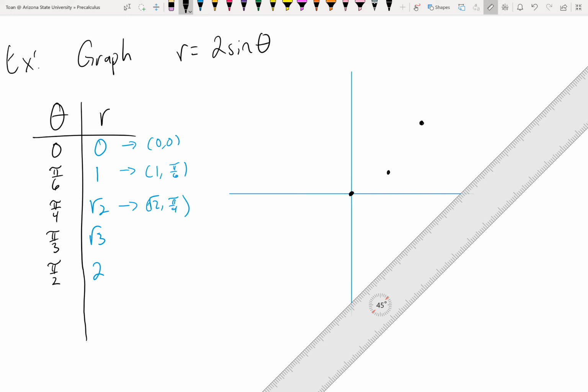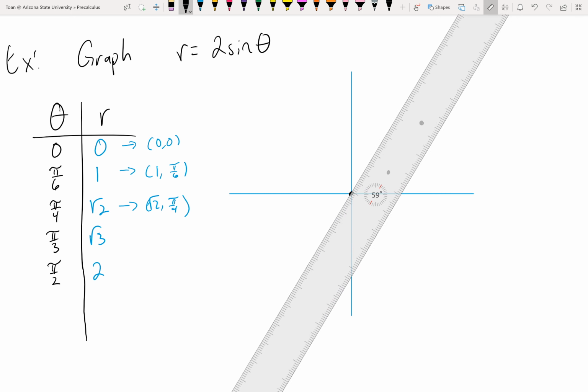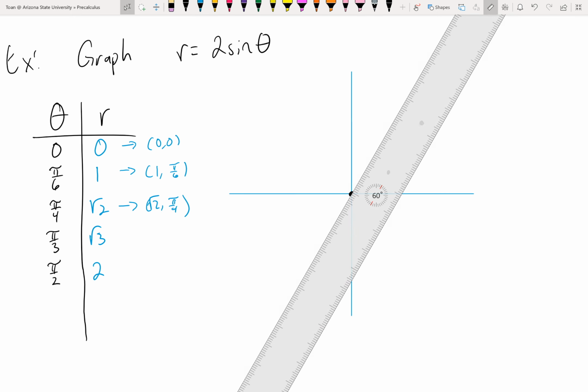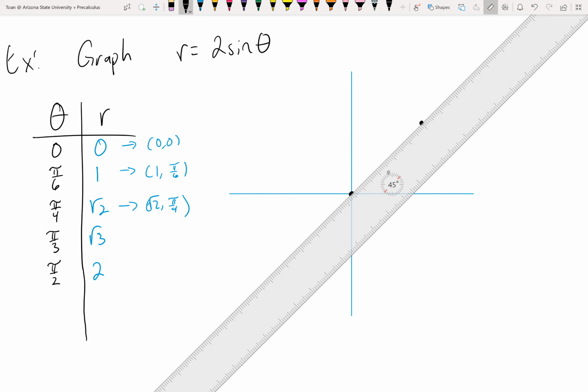And then we have pi/3, which is 60 degrees, and we're going radical 3. Radical 3 is about 1.7. You double it, it's going to be 3.4. So here's 1, 2, 3. Let's see. Did I do this one right?